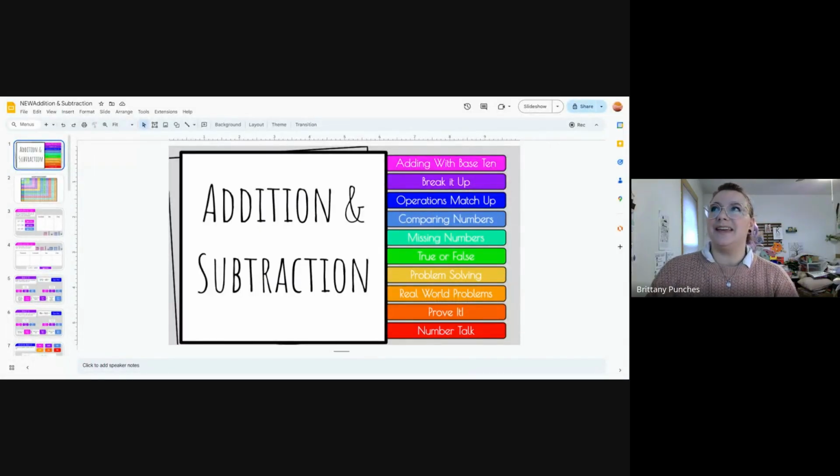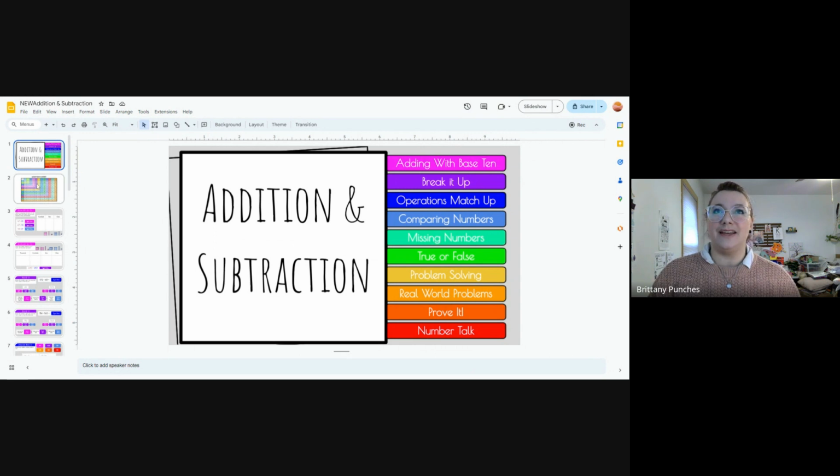For this one, it can't be in slideshow view for us to solve it together, so you'll see my bar and some other extra things on the side. We're going to be doing adding with base 10, break it up, where we'll break down or decompose our numbers, operations matchup, comparing numbers, missing numbers, true or false, problem solving, real world problems, prove it, and number talk.